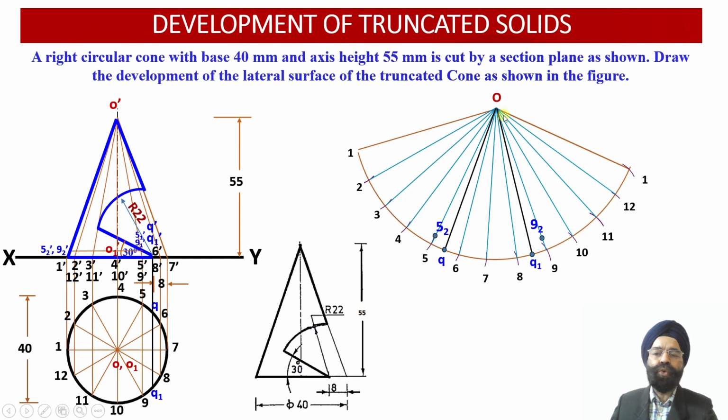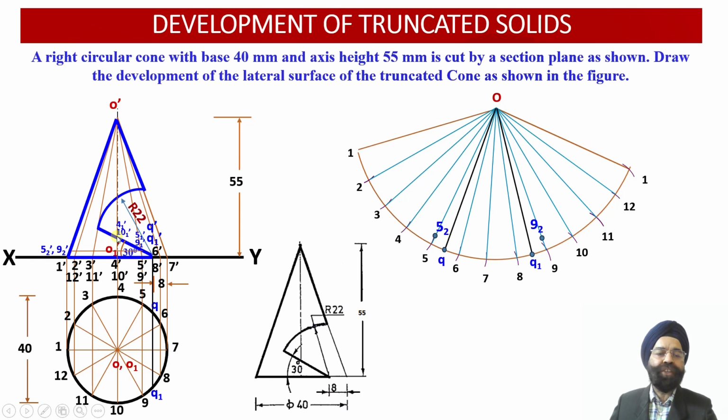So onto these two generators, if we mark the same distances over here, we will be able to obtain the 2 points of intersection 5 2 and 9 2 onto the slant generators O5 and O9 respectively. Now the next 2 points of intersection corresponding to the straight line auxiliary inclined plane with the apparent length generators O dash 4 dash and O dash 10 dash over here.